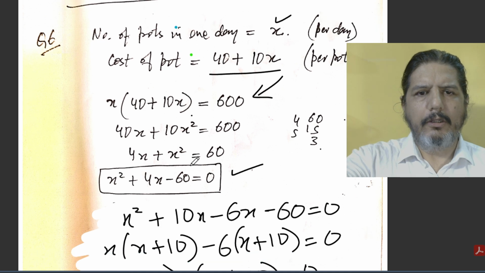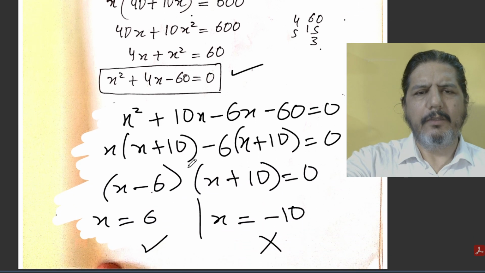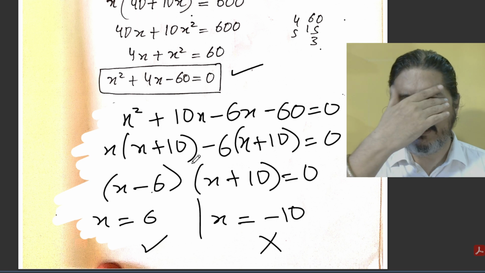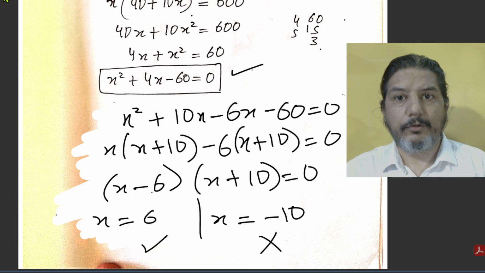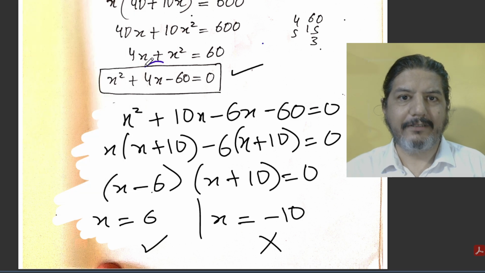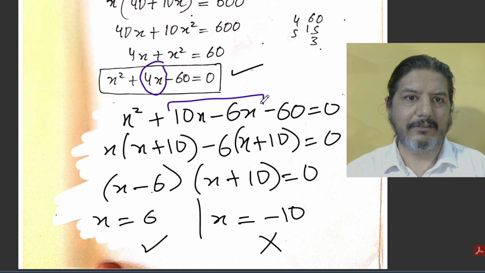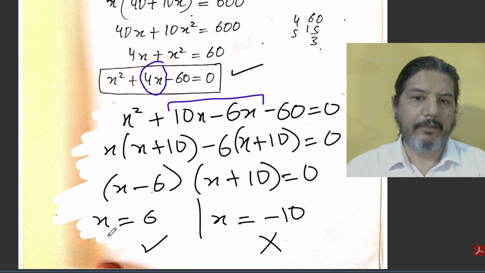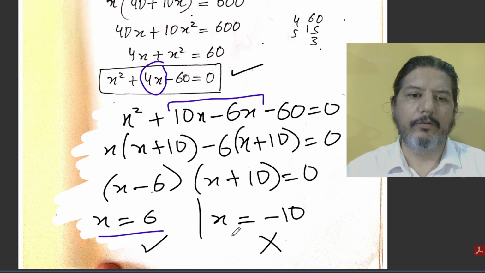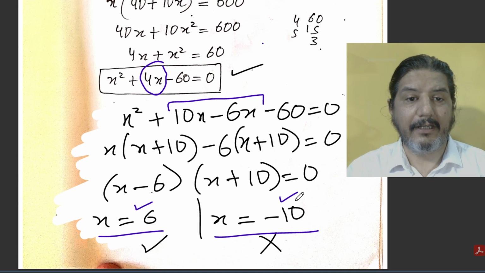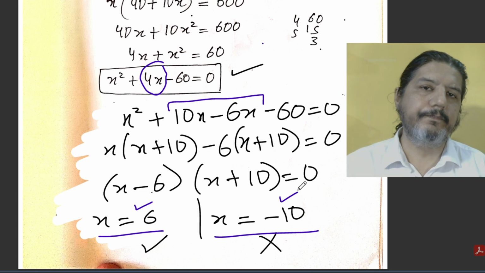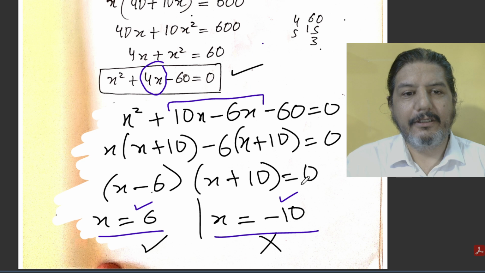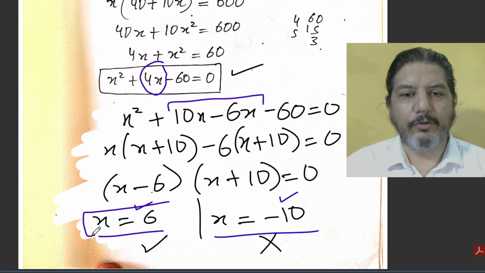Now most of these word problems can be solved by splitting the middle term. It is very easy, so try to do it on your own. This 4x can be split as 10x minus 6x. And finally, because it's a quadratic equation, you'll have two values of x. In our case, one is positive, another is negative. We can't take negative because our x is the number of pots per day. The number of pots per day can't be negative, so we'll have to ignore this. We'll go with x is equal to 6.